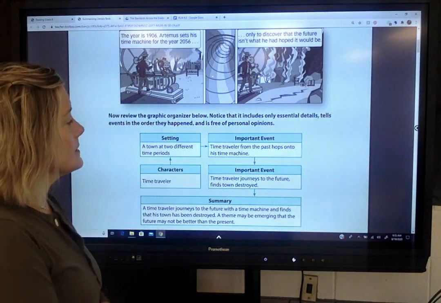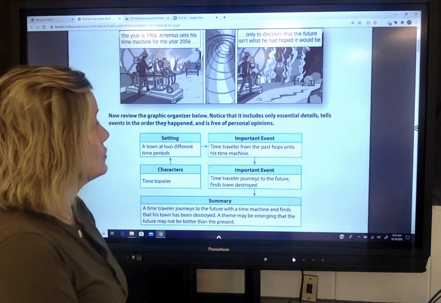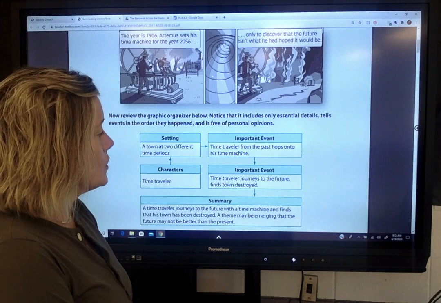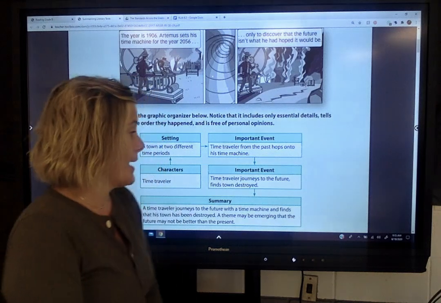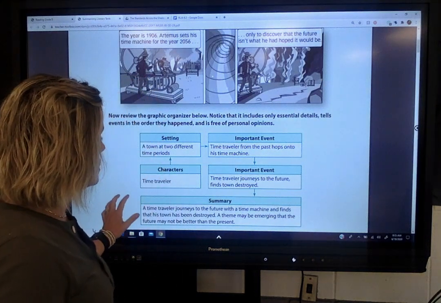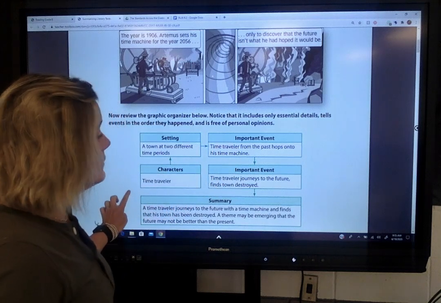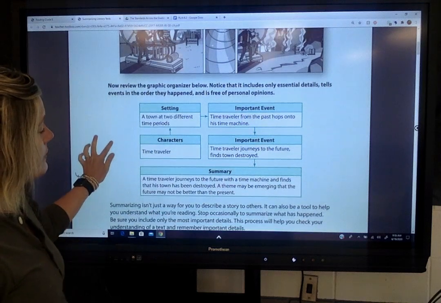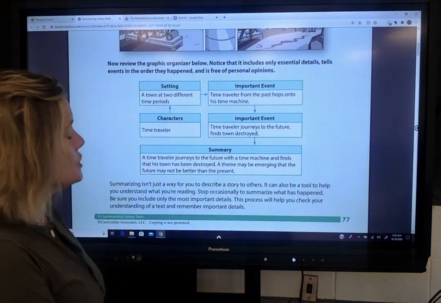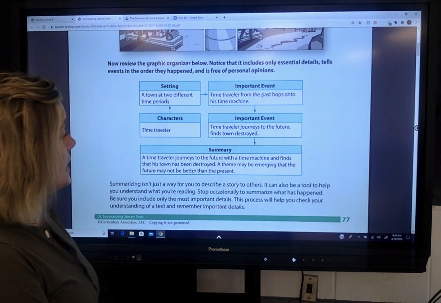Now, the important events that happened. The time traveler from the past hops onto his time machine, and he travels to the future where he finds the town is destroyed and he's not happy about it. So for a summary of this cartoon, you're going to include all of these things that are in your graphic organizer, leaving out your opinion. A time traveler journeys to the future with a time machine and finds that his town has been destroyed. A theme may be emerging that the future may not be better than the present.